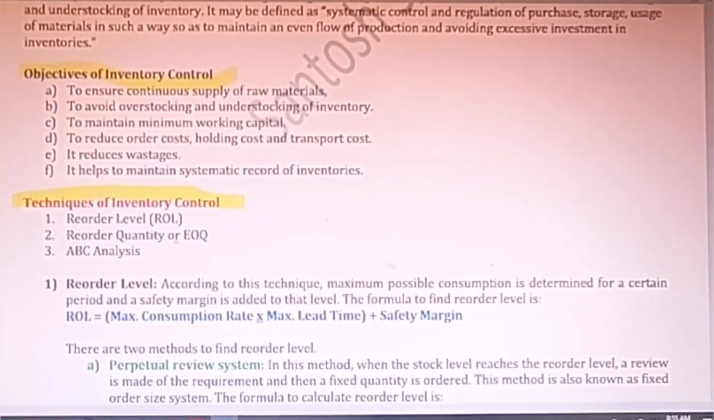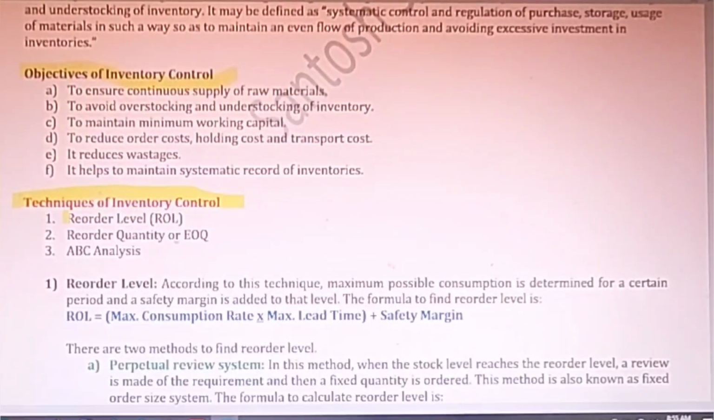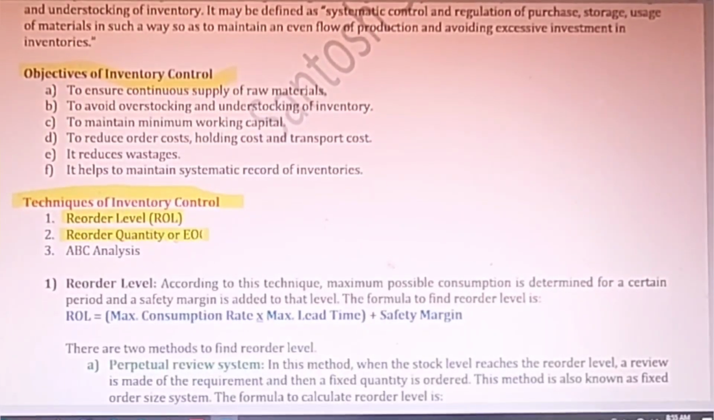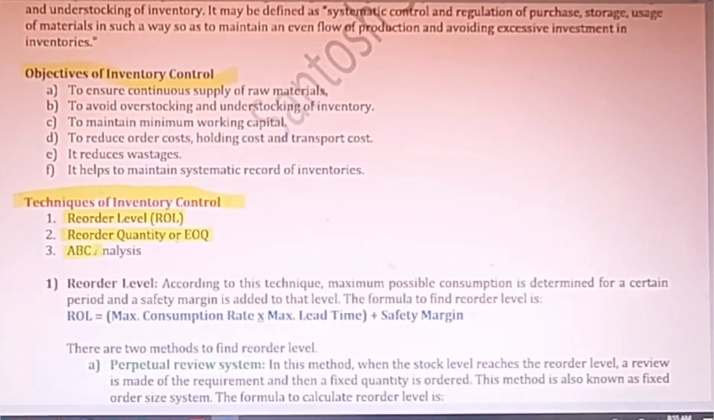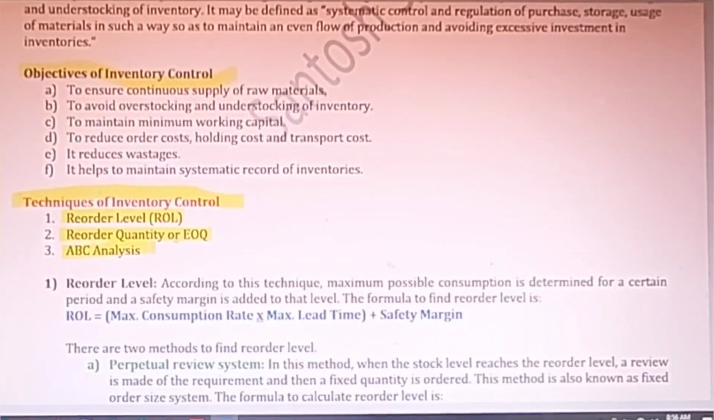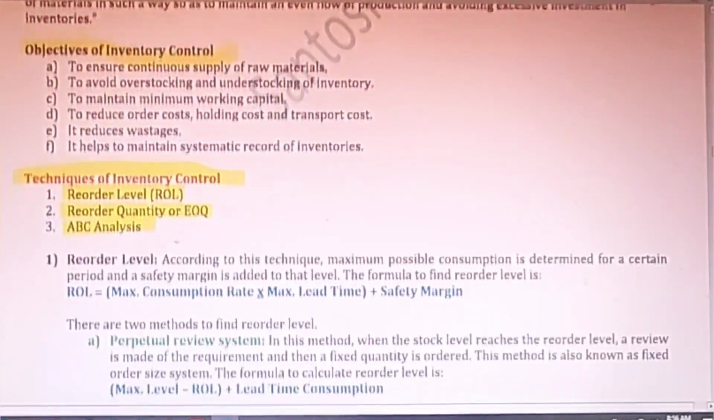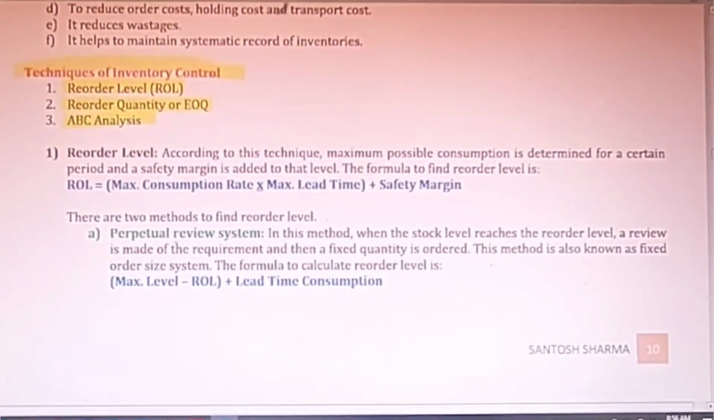When we talk about techniques of inventory control, we have three important techniques: reorder level, reorder quantity, that is EOQ, and ABC analysis. There is also one more, that is JIT, just in time. So these are the main techniques of inventory control, so that we do not waste the stock we have, and we use it well.